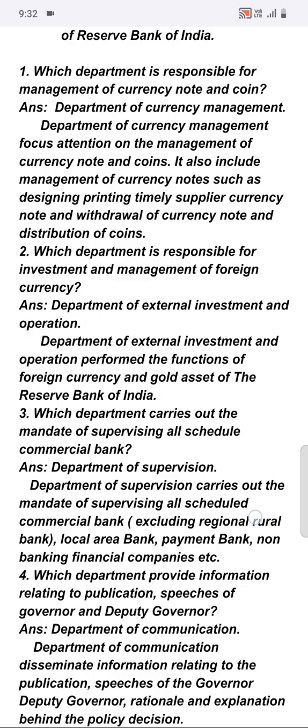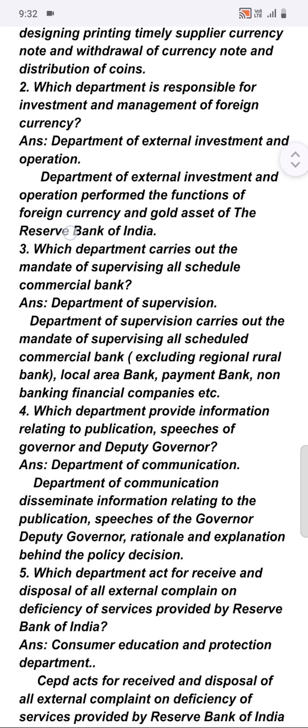Question number 3. Which department carries out the mandate of supervising all SIDL commercial banks? Answer is Department of Supervision. Department of Supervision carries out the mandate of supervising all commercial banks, excluding regional rural banks but including local area banks, payment banks, non-banking financial companies, etc.